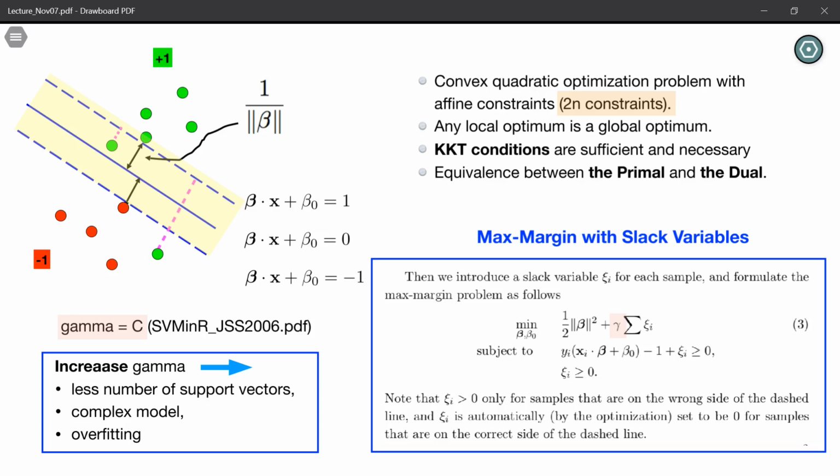So if we increase gamma, the SVM needs to pay a lot of price for having the error. That's the price you pay. If you increase gamma, it's going to make the avenue wide or small? Small. It's going to make the avenue small. But in that case, that means you're going to have a smaller number of support vectors.